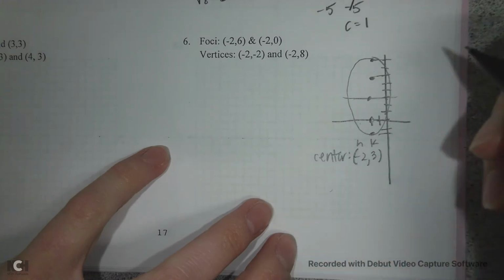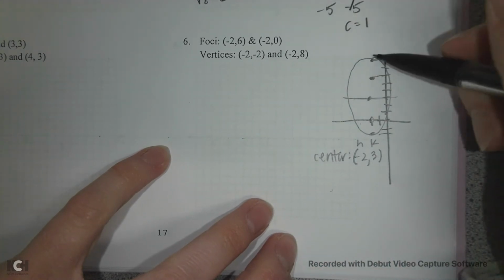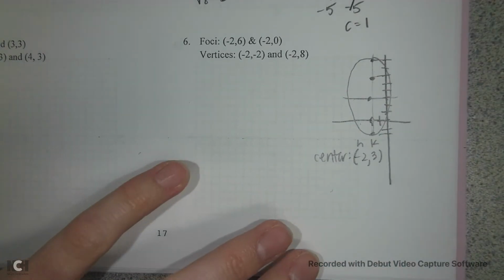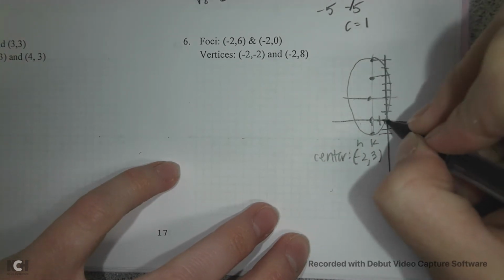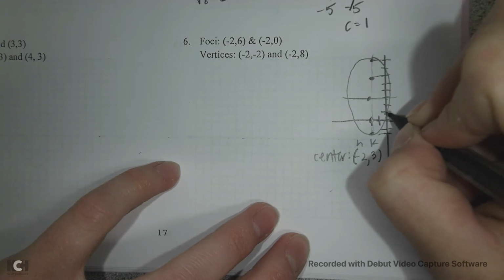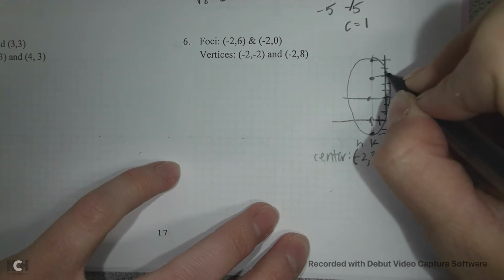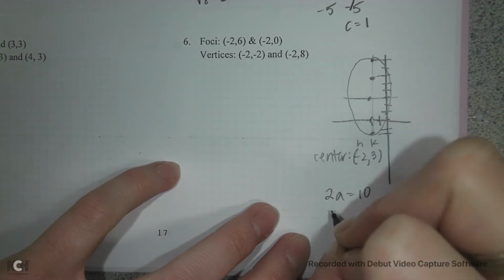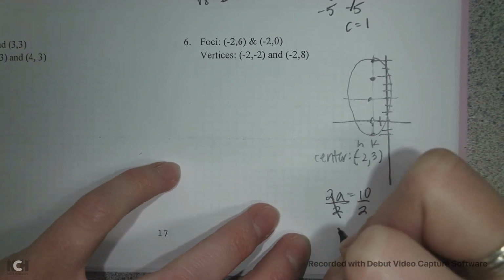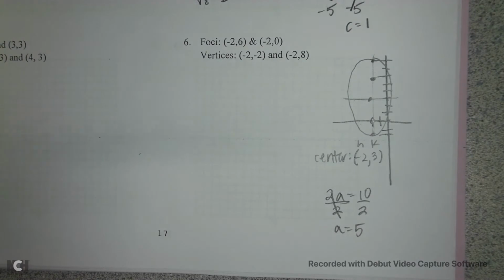All right, then my A, so remember the A is always the longer, it doesn't matter if it's horizontal or vertical. So the A goes from -2 all the way up. So we've got 1, 2, 3, 4, 5, 6, 7, 8, 9, 10. So 2A is equal to 10. Divide each side by 2, and A is equal to 5.